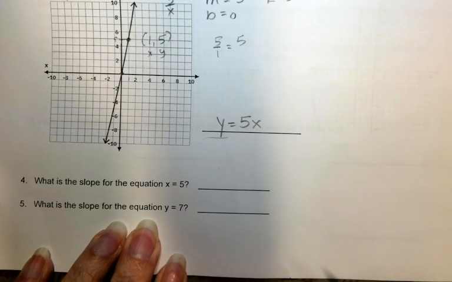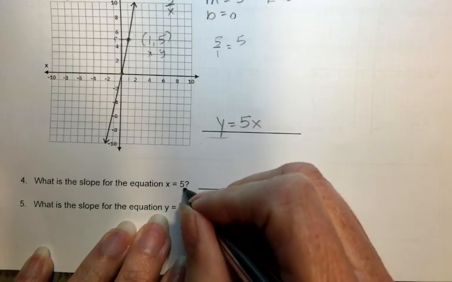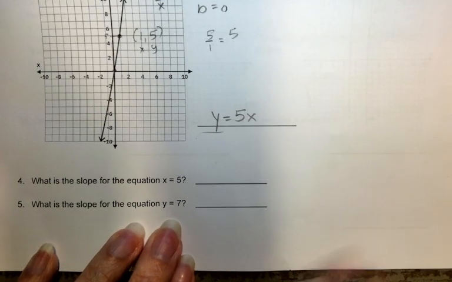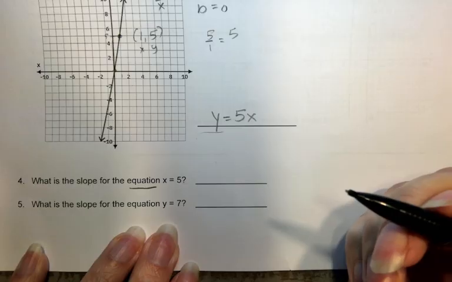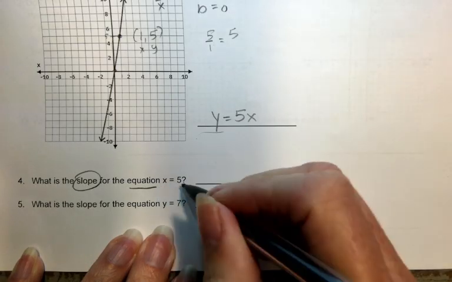All right, and then we have our next one. What is the slope for the equation x equals 5? Well, we talked about that earlier. First, we want the slope of an equation, that's that.